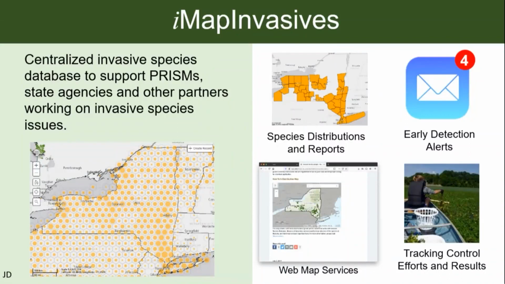So you can run reports, look at species distributions. There are email alerts that people can set up. So if you report Spotted Lanternfly, Tom will get an email so we can check it. You can also track control efforts and results. But mainly today, we'll be talking about how to create an account and how to report.